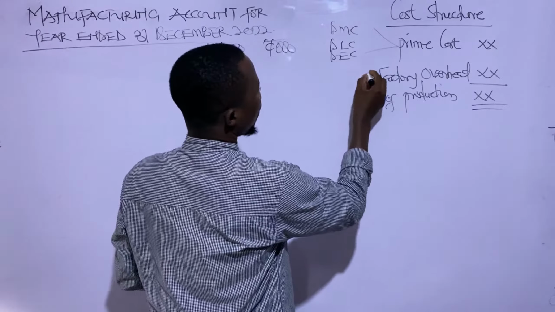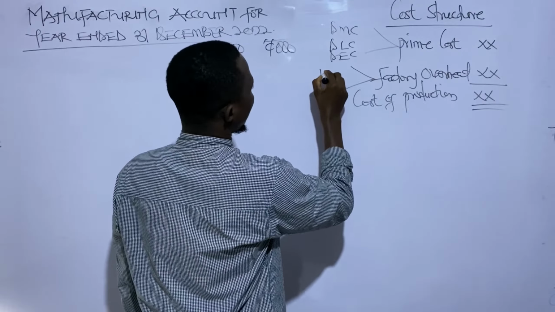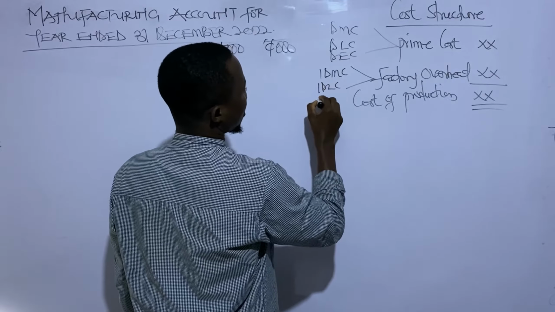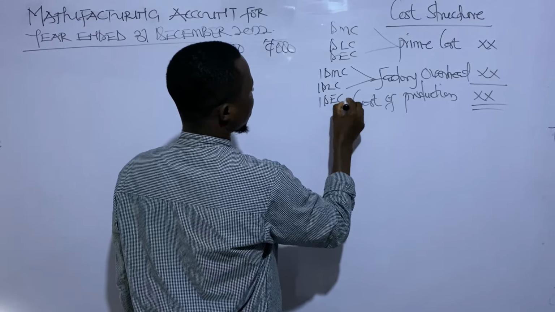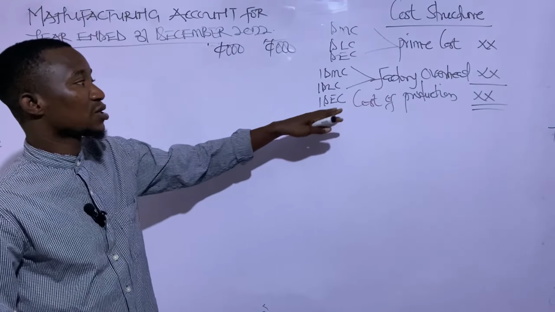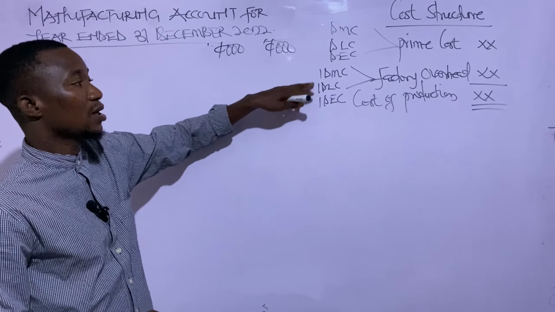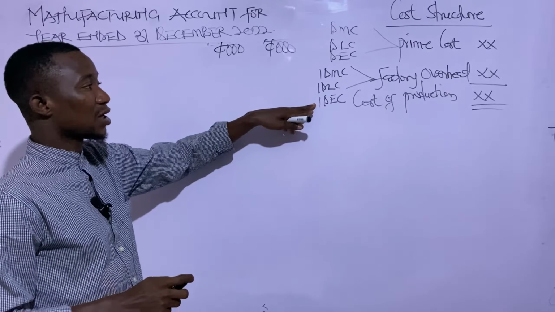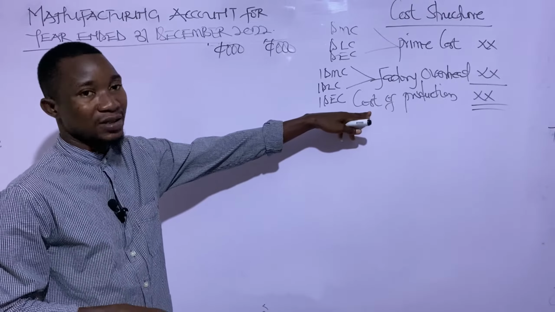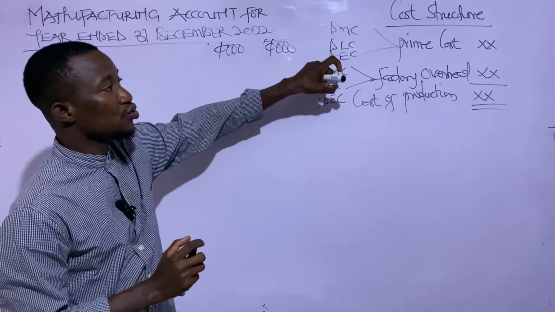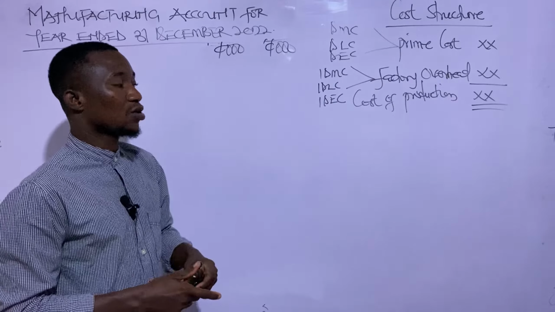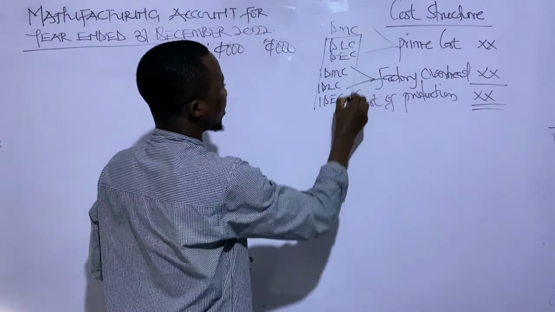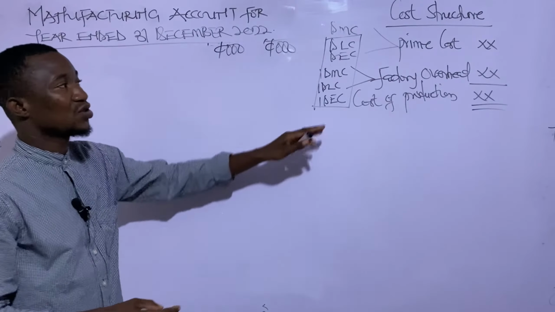The factory overheads too has to do with indirect material cost, indirect labor cost, and indirect expenses cost. And the factory overheads has to do with the summation of these three indirect expenses. These expenses are the expenses that cannot be directly traced to the product made. So the addition of these two will give us what we call the cost of production. These are normally given in the question, so it becomes very easy to identify them.